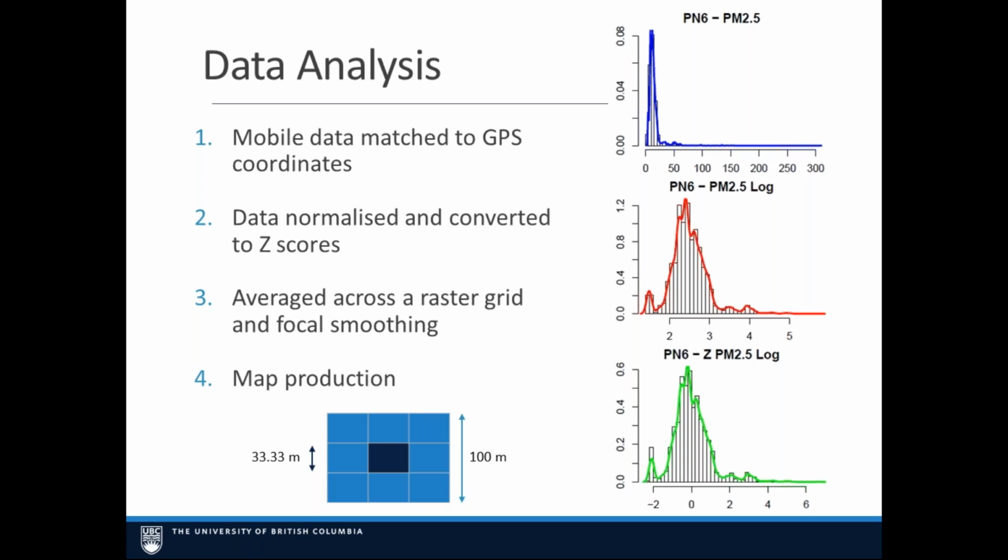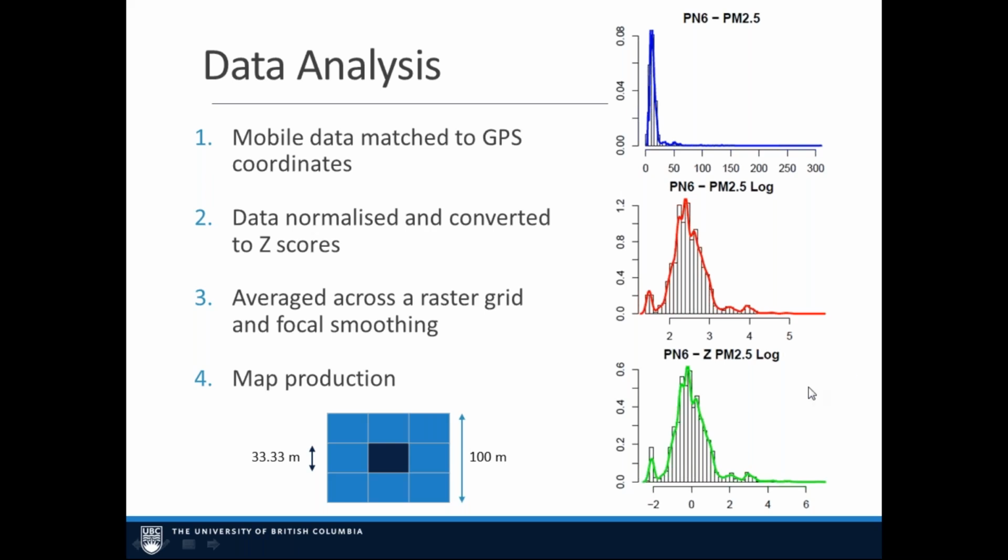The data was then normalized by taking the logarithm of the data, and this is necessary to allow the data to be converted to z-scores. This is a method we chose to extract just the spatial patterns from the trips and therefore allow us to average the patterns between trips. So if anyone is not familiar with z-scores, a z-score is the number of standard deviations a value is away from the mean of the distribution.